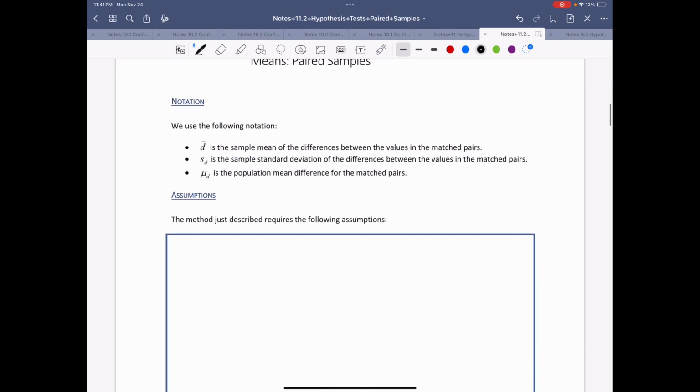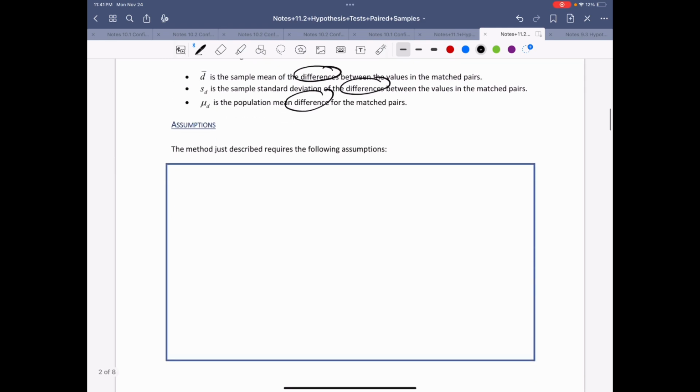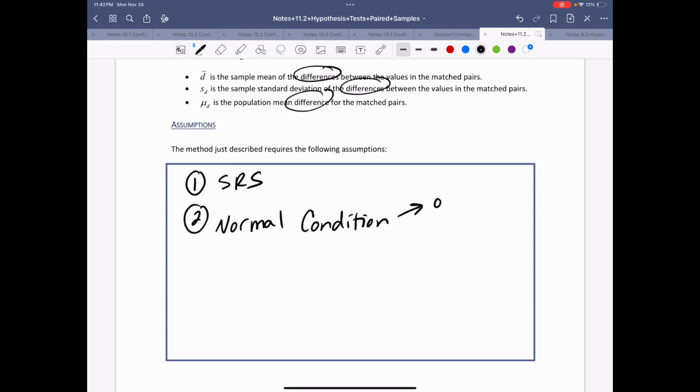Now, here's the notation that we're going to use, just like when we did the confidence intervals for matched pairs. D bar is the sample mean of the differences. S of d is the sample standard deviation of the differences. And mu of d is the actual population mean difference for the matched pairs. Now, the assumptions are the same old thing. I'm going to do an SRS, and I need to show that my normal condition works by one of the many ways that we've talked about. And you only do this for the difference.